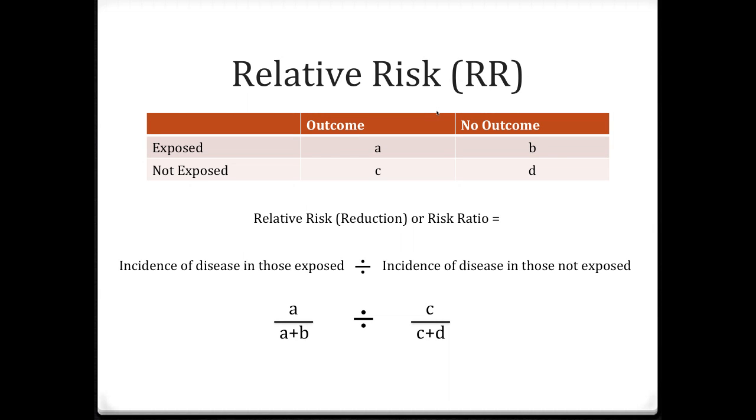The next measure is relative risk, also known as relative risk reduction or the risk ratio. Instead of subtracting the incidences from each other, you create a ratio by dividing them. By convention, it's usually the incidence of the exposed divided by the incidence of those not exposed, but sometimes it's reversed, so pay attention to wording.